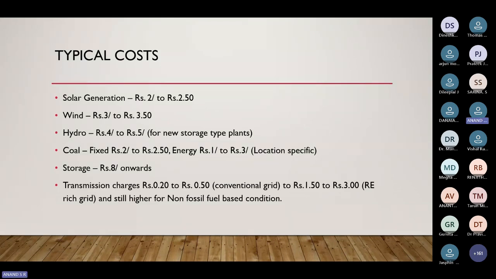And transmission charges could be something around 20 paise to 50 paise in the case of a conventional grid. And it can go to 1.5 rupees to 3 rupees in an RE rich condition. And when you go for a non-fossil fuel based condition, which we are expecting by 2050 for the entire India, it will be going further high. So transmission charges are going to increase because of the requirement of compensatory devices and high voltage DC systems, which we need to install.